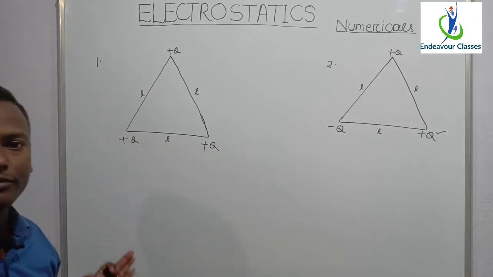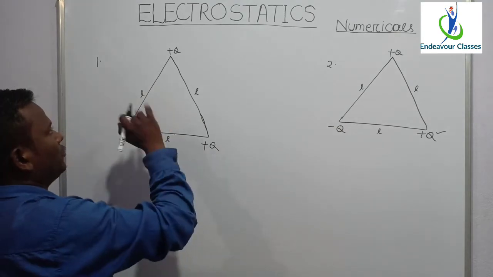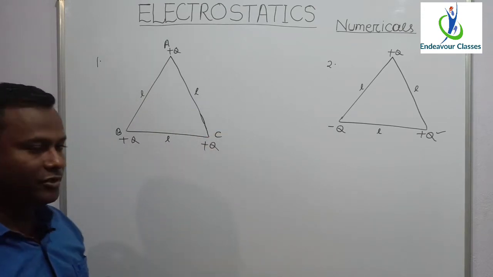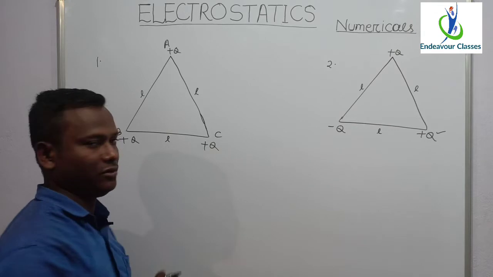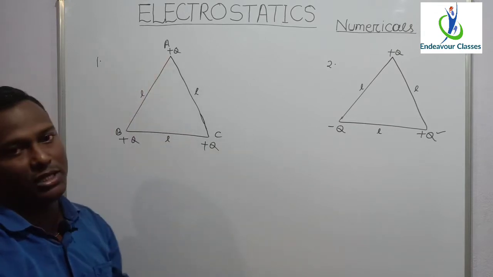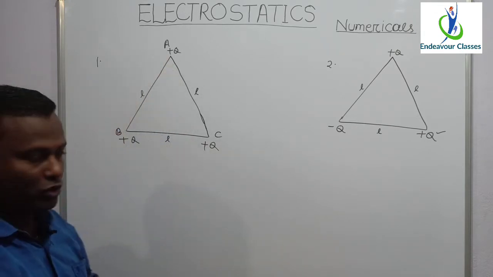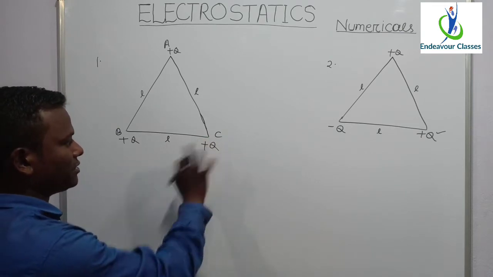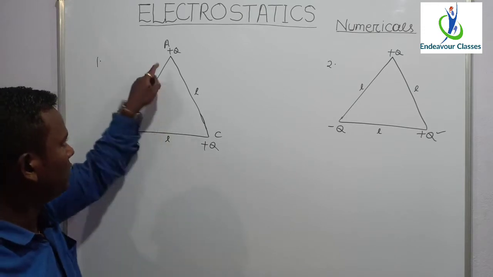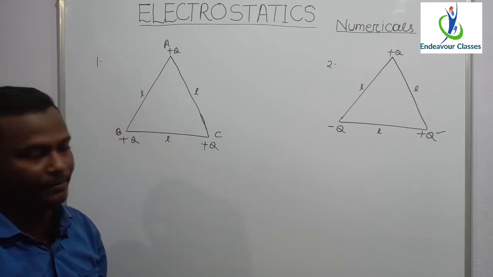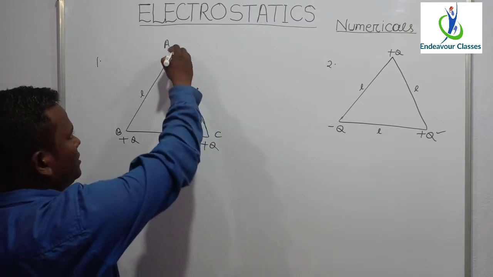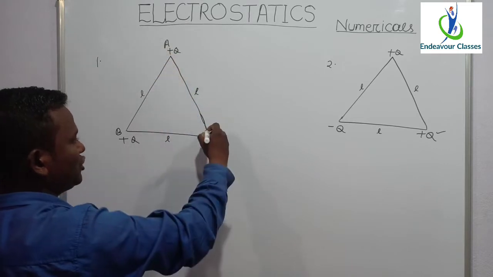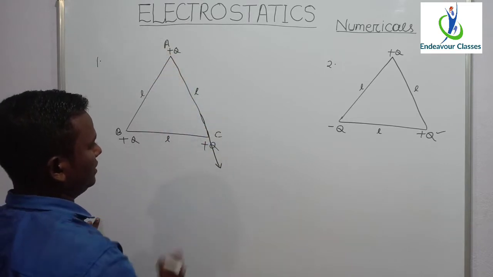So coming to the solution of the first question, let the name of the triangle be ABC. Let us find out the net force on this plus Q due to the rest two plus Q charges located at A and B. So we have to find out the net force on this plus Q located at C. See, this plus Q will experience two forces due to the other two charges located at A and B. This is positive and this charge is also positive, so it will experience a repulsive force due to this charge, and the force will be along this.